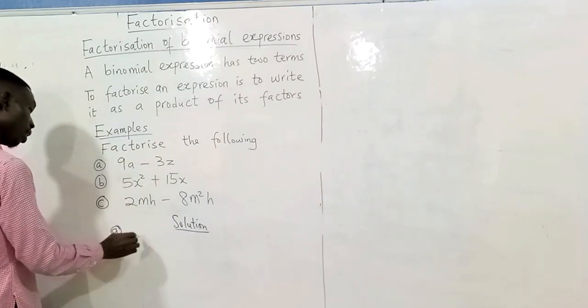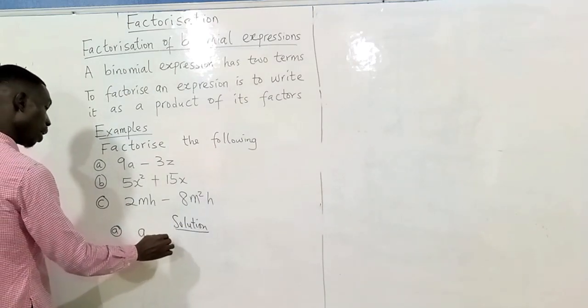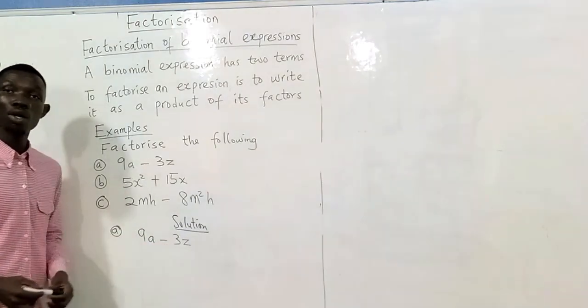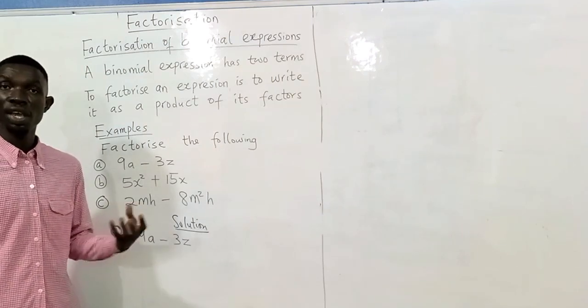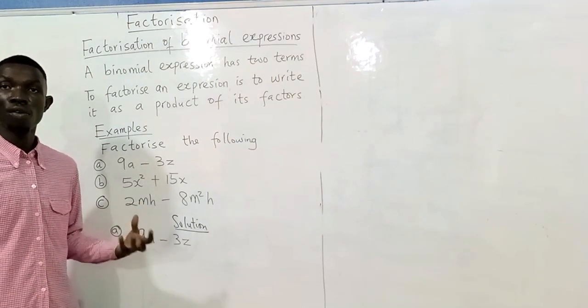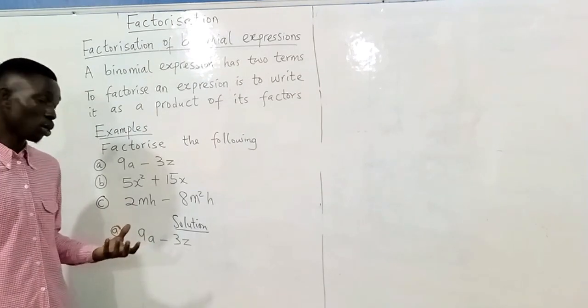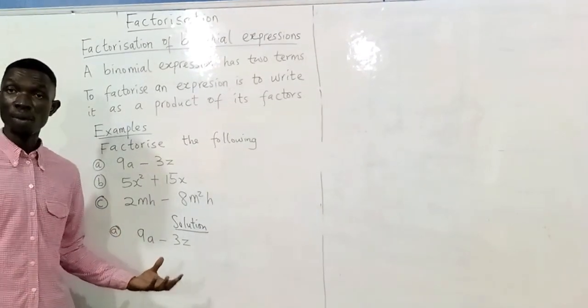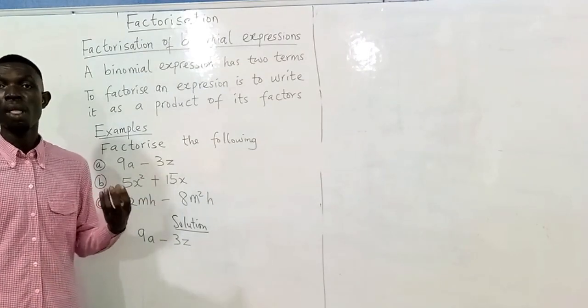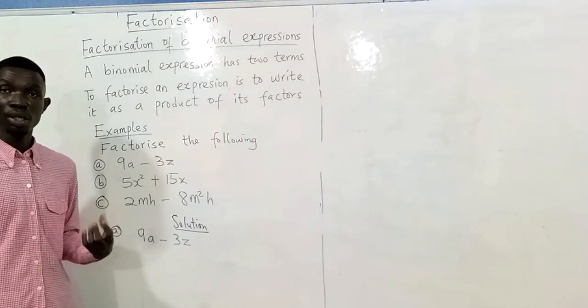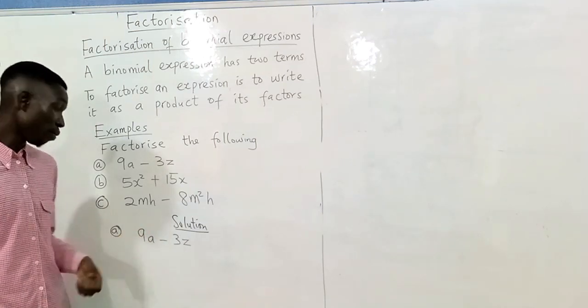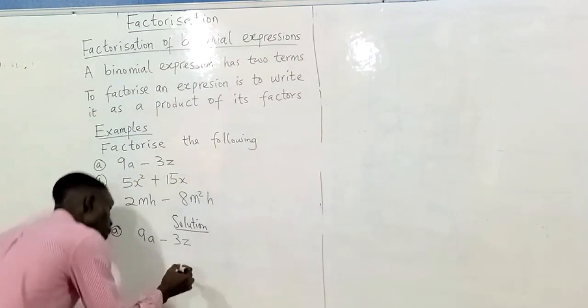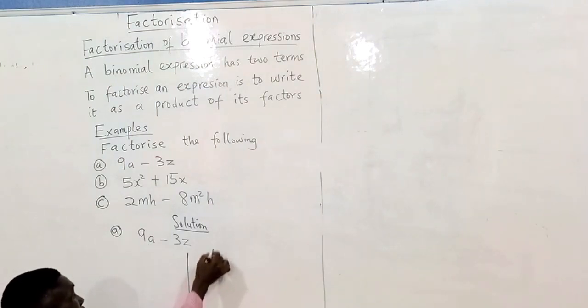We have 9a minus 3z. We are going to use our knowledge of HCF of algebraic expressions. We did that in our last videos. If you still do not follow while we solve here, you can go back to that video and try to get the knowledge there. So we'll be using that knowledge to solve these. We have 9a and then we have minus 3z.